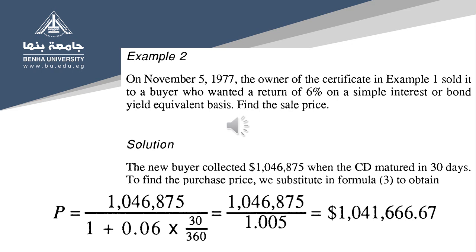You must go to the first example. The end of time in the first example is December 5, 1977. But in example number 2, the owner of the certificate sold it to a buyer who wanted to return 6% on a simple interest or bond yield equivalent basis on what? On November 5.